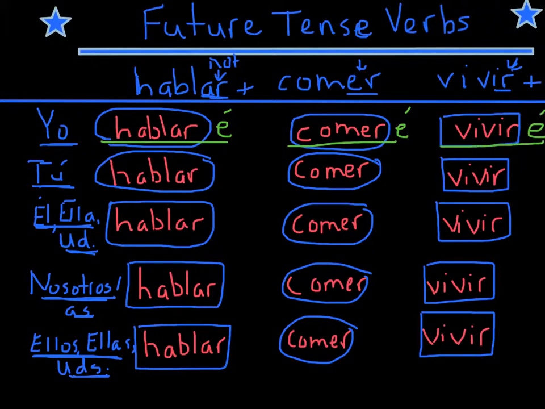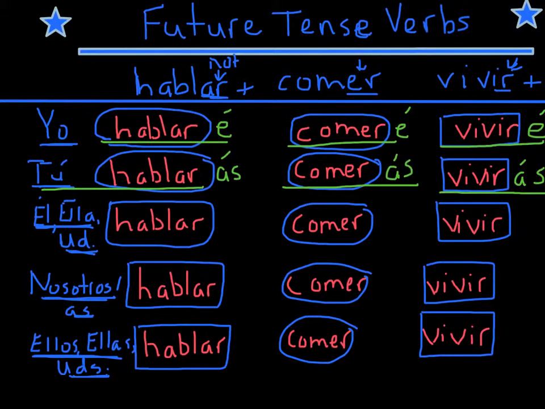For the tú form, you would add AS with an accent over the A, so it would become tú hablarás. For the ER verbs, the very same thing. You add A and an S with an accent over the A, and it would become tú comerás. For the IR verbs such as vivir, once again, you would add AS with an accent over the A, and it would be tú vivirás.